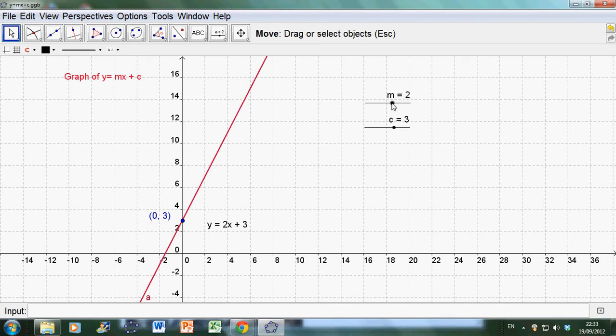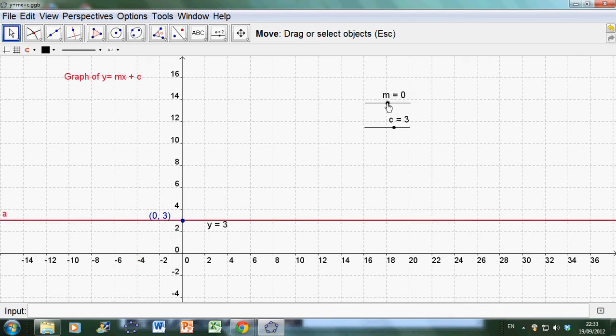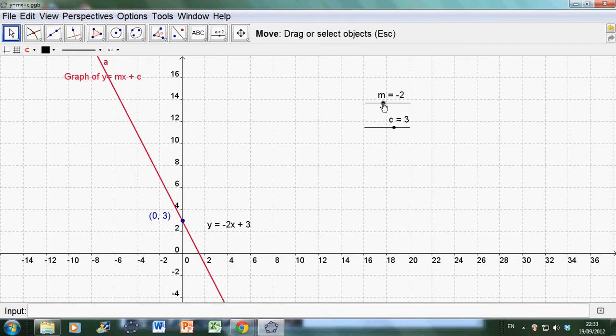So if we just change the slope, if we move it over to maybe minus 3, a slope of minus 3, we see our equation now reflects that change. So we have y equals minus 3x plus 3. It still crosses the y-axis, and the y-intercept is still (0, 3). That hasn't changed, the constant hasn't changed, but our coefficient of x has changed to minus 3.